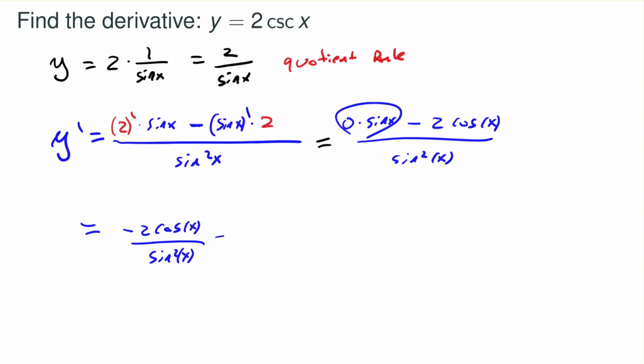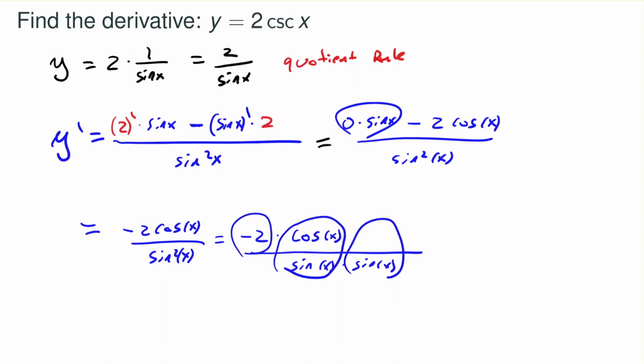And we can rewrite this as negative 2 times cosine x over, let's do sine x times sine x. So we can think of this as 3 things: negative 2, cosine over sine, and 1 over sine x. So cosine over sine is cotangent, and 1 over sine is cosecant x.